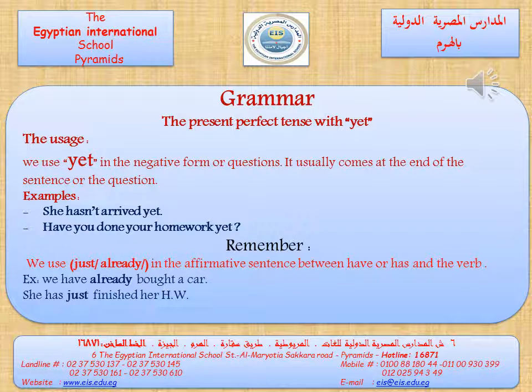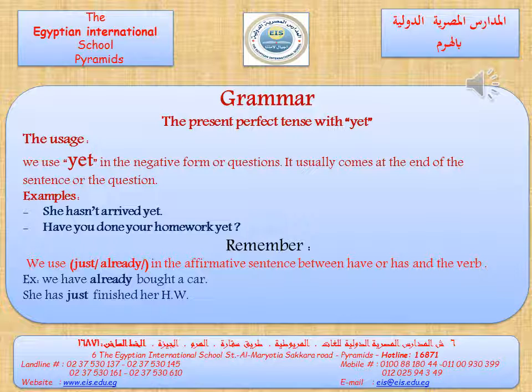Here we have two examples to make it more clear. "She hasn't arrived yet." It's negative, using "not", and we can see that "yet" is in the last part of the sentence. Another example: "Have you done your homework yet?" We can say yes or no. This is a question, it contains a question mark and starts with "have", and we can see "yet" at the end of the question.